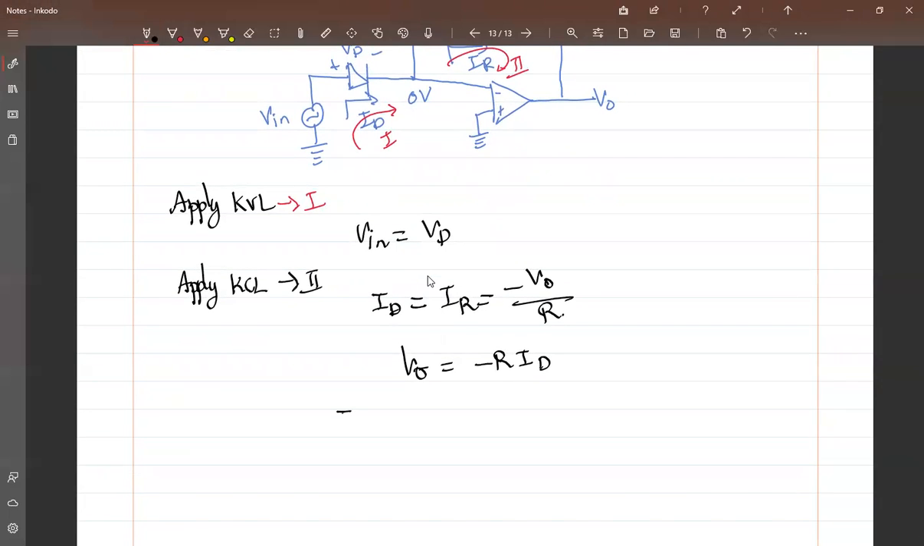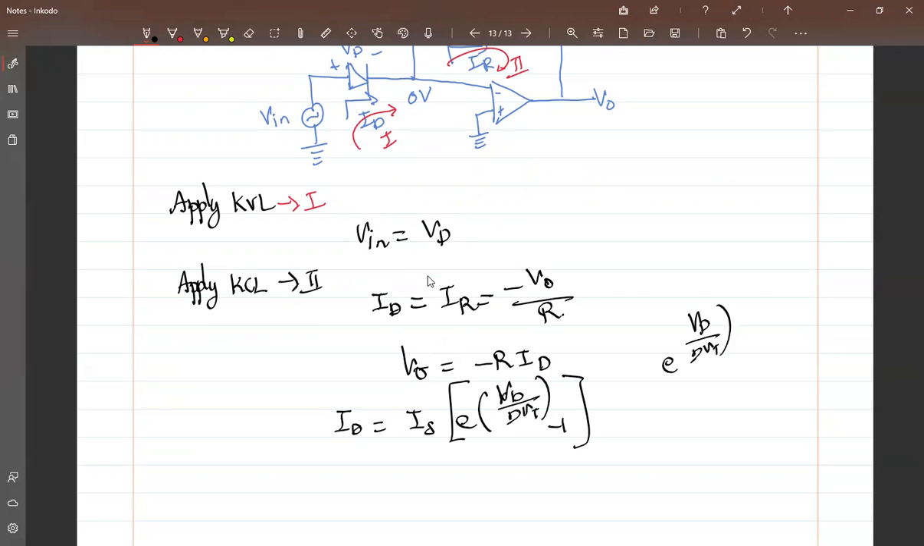We know that ID is equal to IS e power VD divided by eta VT minus 1. You know that e power VD divided by eta VT will be much greater than 1, so we can neglect the 1. So ID can be represented as ID is equal to IS e power VD by eta VT.